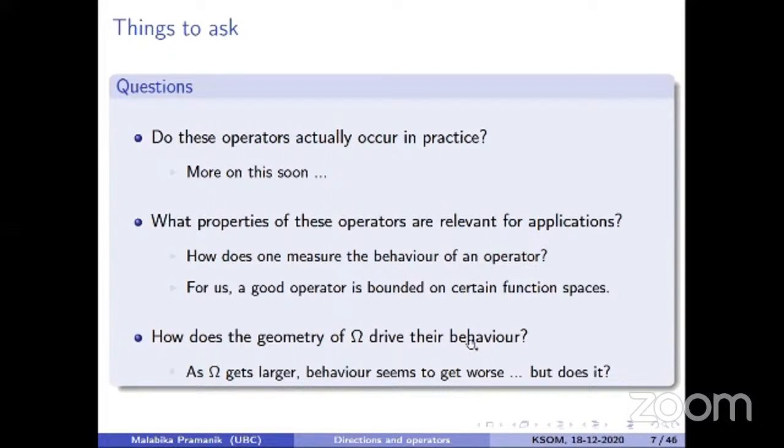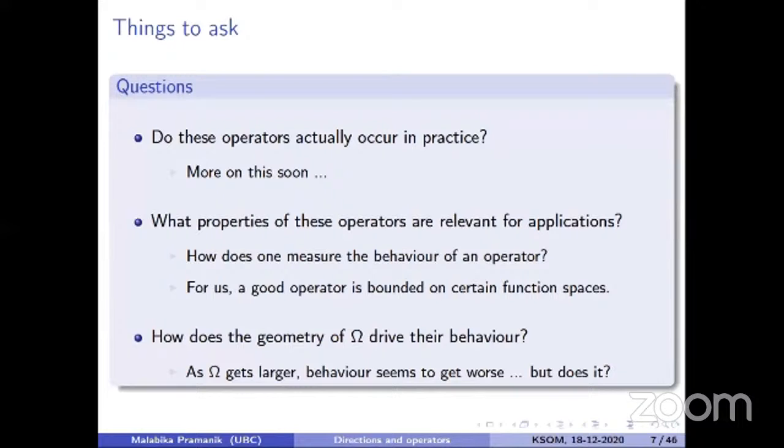Finally, how does the geometry of capital Omega drive the behavior of m omega and h omega? Just from a superficial inspection, we see that as omega gets larger, we take supremum over larger and larger sets. And as a result, both m omega and h omega increase pointwise as omega increases.